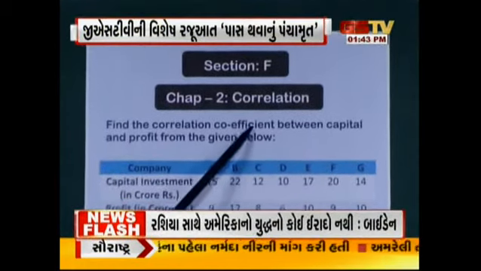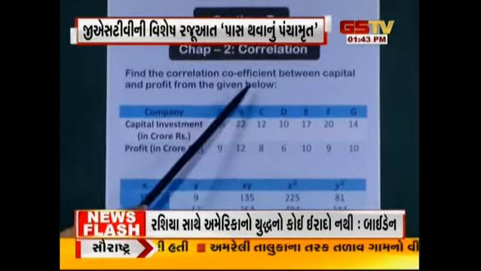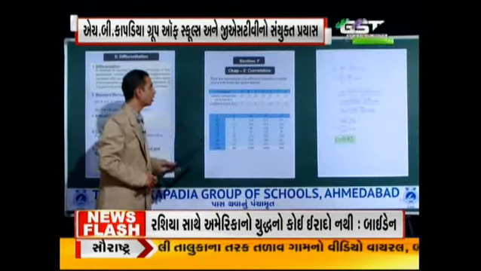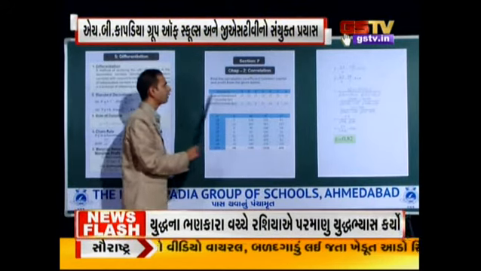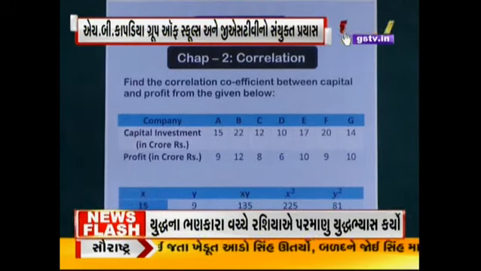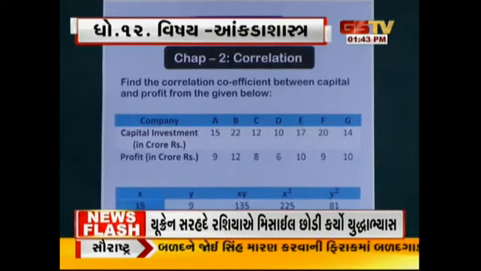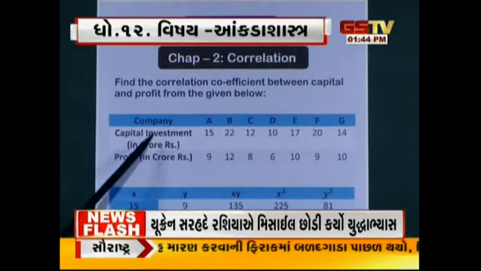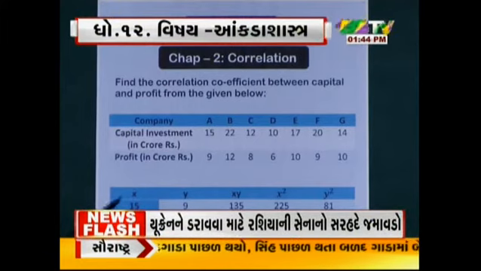Find the correlation coefficient between capital and profit from the data given below. Here we have been given the data of 7 different companies. Capital investment in crores of rupees is given, and second, profit in crores of rupees is given. This capital investment is taken as X and this profit is taken as Y.